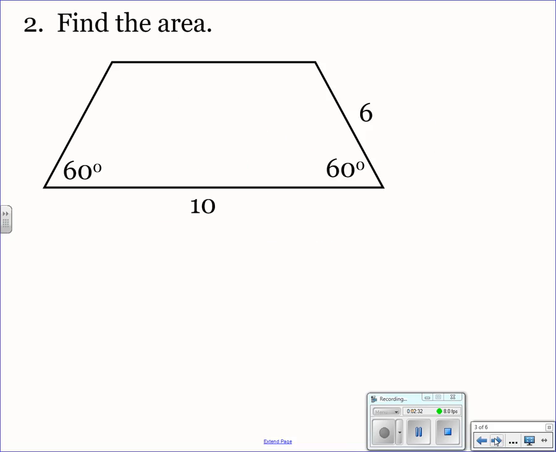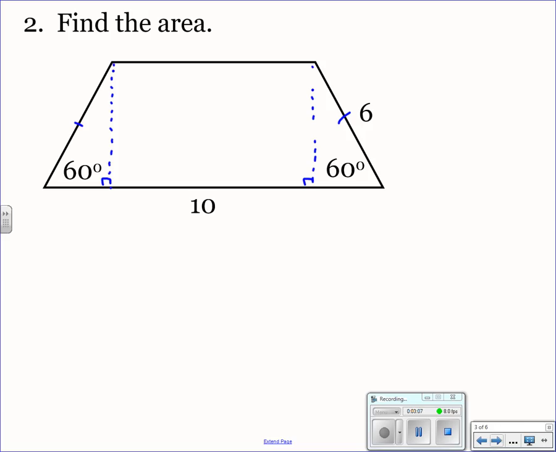Next example, a little bit more complicated because we are not given, first of all, the height or the other base. So if I drop a perpendicular down there, and there, we're going to have two congruent triangles on either side. I guess we have to assume that this is isosceles. And then we have a rectangle in between.